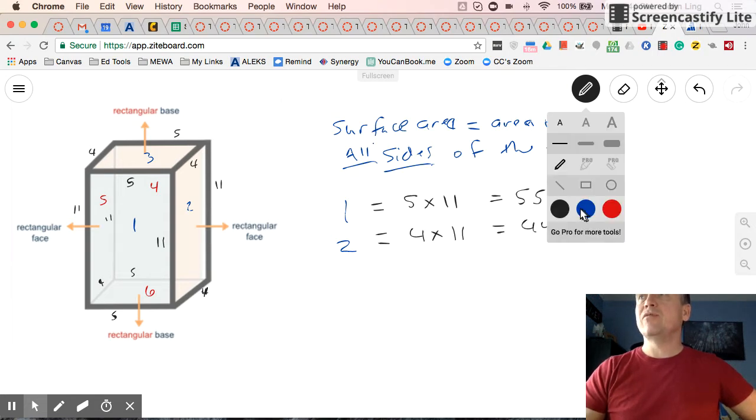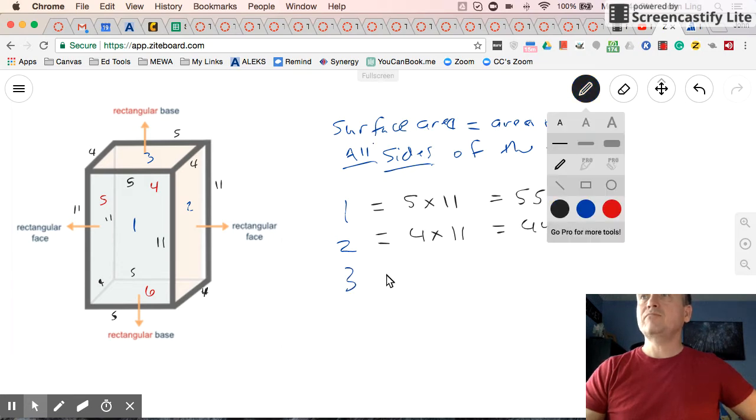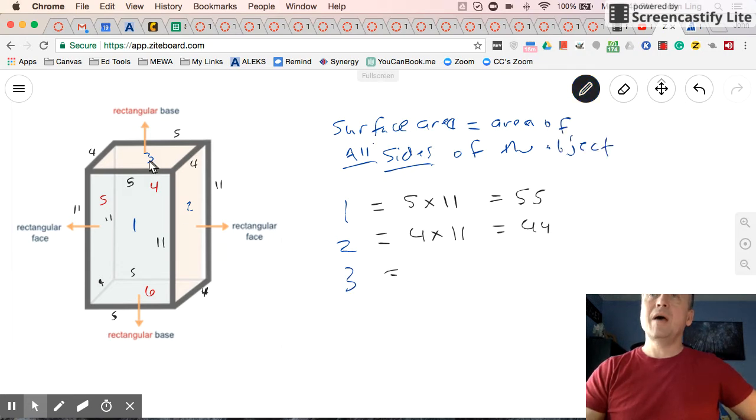And then we have side 3, which is the top here. We've got this edge here is 4, and this edge here is 5. It doesn't matter which edge, because these are the same, and these over here are the same as well. So we've got 4 times 5, which is 20.